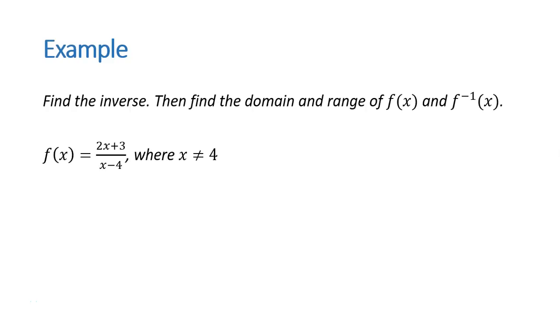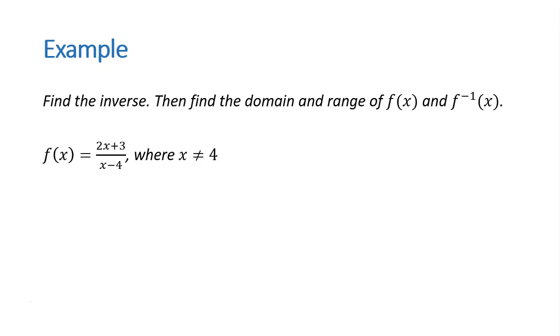Now let's try an example with slightly more exotic looking algebra. So same directions, and our function is f of x is equal to (2x plus 3) over (x minus 4), where x is not equal to 4. So we put that stipulation on it just to make sure we're not dividing by 0. If we were to plug in a 4, the denominator would be 4 minus 4, which is 0, which is undefined. So we put that stipulation on there to make sure we're taking into account domain.